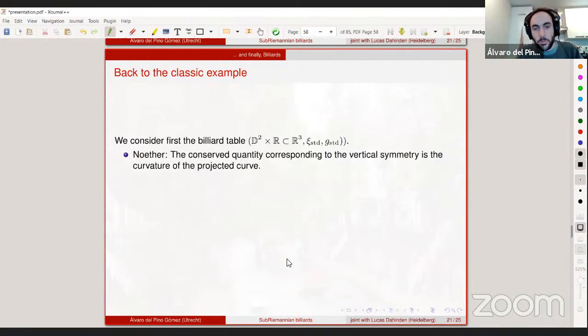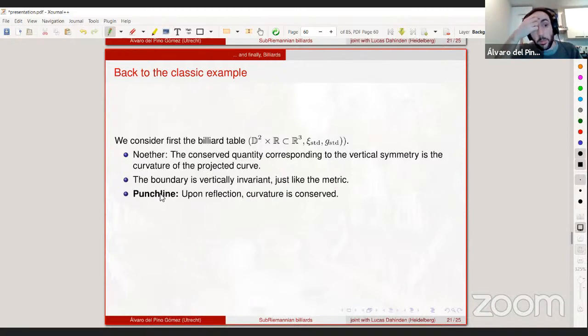Now, what you can observe, as we said, is that both psi and g have a vertical symmetry. And due to Noether's principle, this means that the vertical symmetry must correspond to a conserved quantity, and you can check that the conserved quantity is the curvature. It's a computation, or just think about it for a while, and you'll see that it's true. Since the boundary is vertically invariant, it interacts nicely with the symmetry and therefore nicely with the conserved quantity. So that means that the curvature is conserved upon reflections.